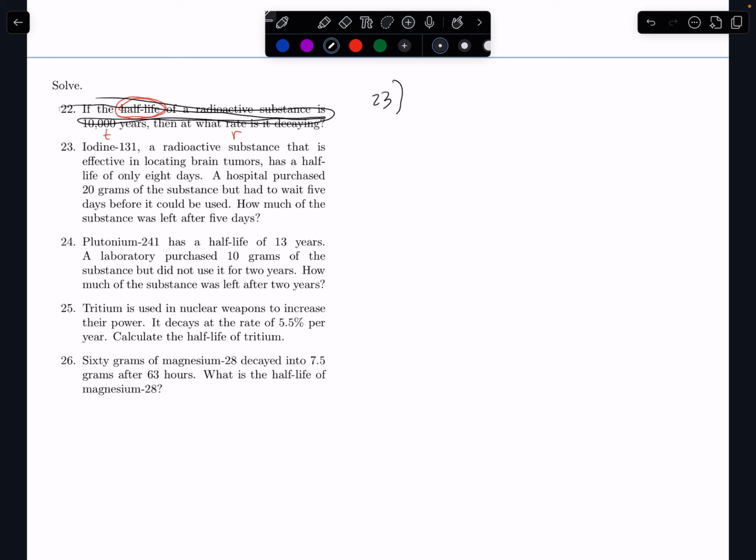Okay, 23, iodine 131, a radioactive substance, is effective in locating brain tumors, has a half-life of only 8 days. So 8 days looks like a T to me, right? A hospital purchased 20 grams of the substance but had to wait 5 days before it could be used. How much of the substance was left after 5 days?